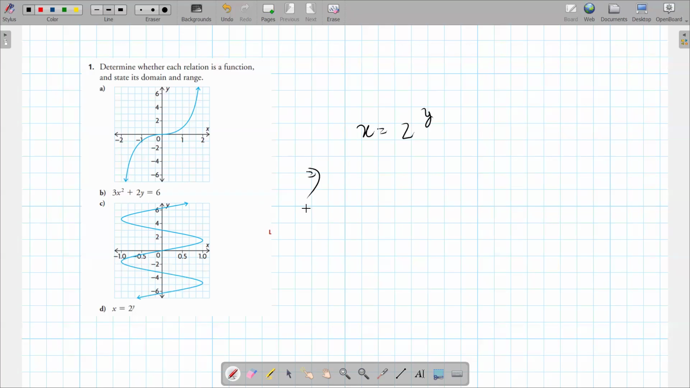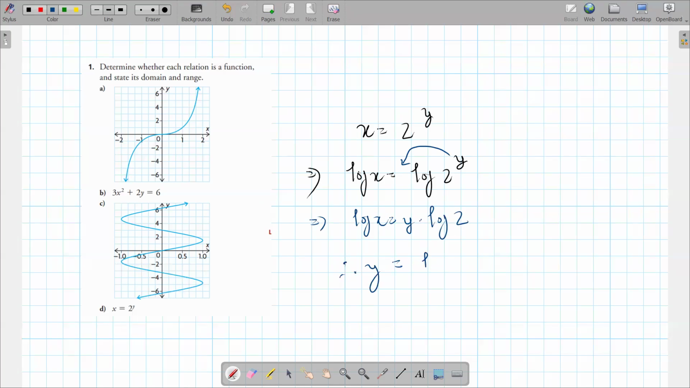You use logs. So you get log of x equals log of 2 to the power of y. Now this will allow you to bring the y down. So you have log of x equals y times log of 2. So therefore, y is log of x divided by log of 2. And this is equivalent to log base 2 of x. So if you have a numerator-denominator component, the denominator becomes the base in a log.